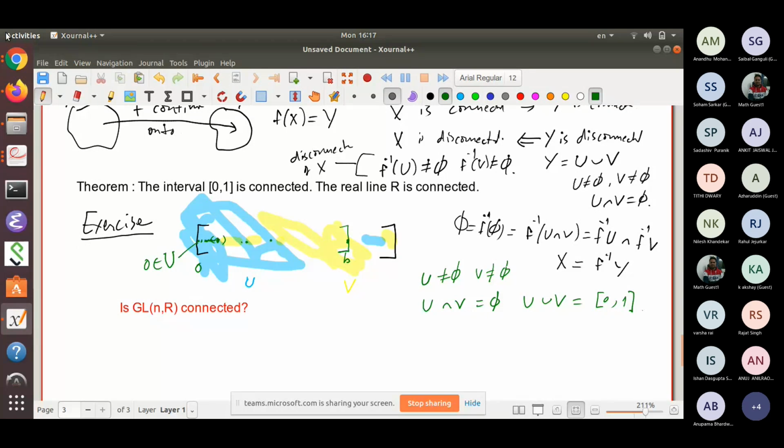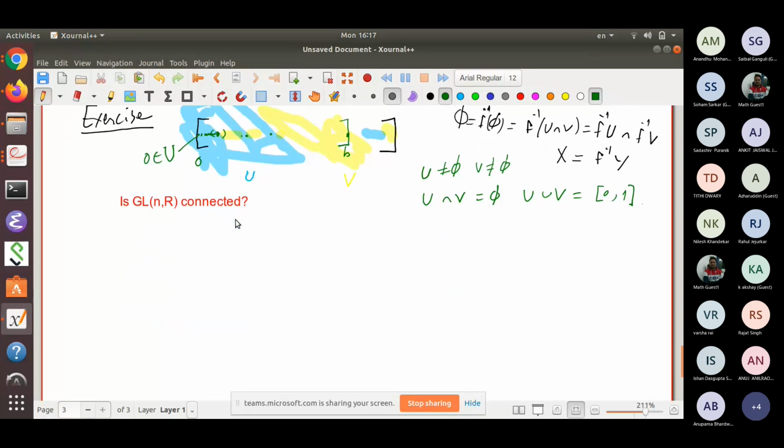Okay. So any questions on this, that the interval is connected or R^n is connected? I hope you understood that. I asked you one more question here, but we'll return to it later. It is an important question, and we will address it later.